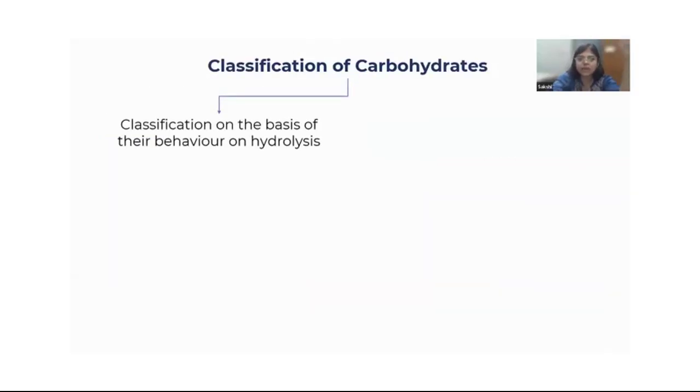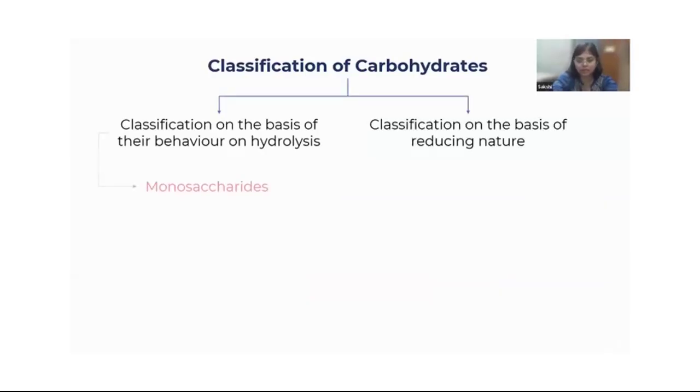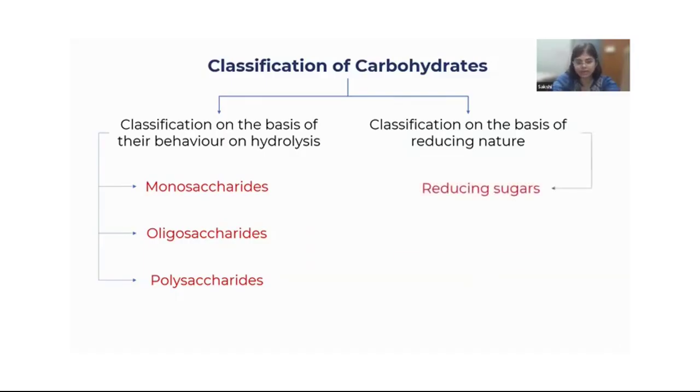Okay. So next, we are classifying them on the basis of their hydrolysis, right? So basically, hydrolysis means breaking it. So if I break a large carbohydrate and it is made up of only one unit, I call it monosaccharide. If it is made up of like 2 to 3 units, I call it oligosaccharide. But if it is made up of many units and it gives many saccharide units on hydrolysis, then we call it a polysaccharide. Next is reducing or non-reducing sugars, classification on the basis of the reducing nature, right?